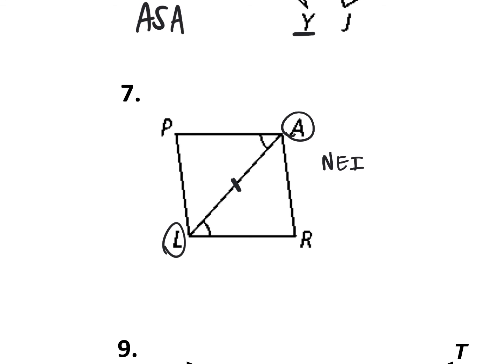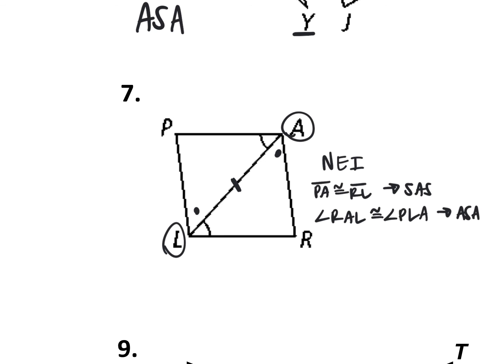We would also maybe need to know that PA is congruent to RL in order to prove side congruencies for those triangles. Or we could say if we know that angle RAL is congruent to angle PLA, that would mean this angle here and that angle there. We could go ahead and say that those two triangles are congruent with angle side angle. So either one of those would be another piece of information in order to prove those two triangles congruent.